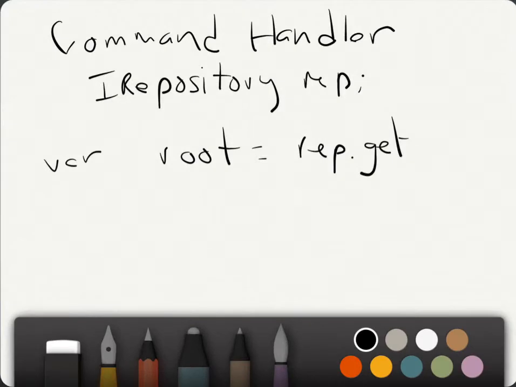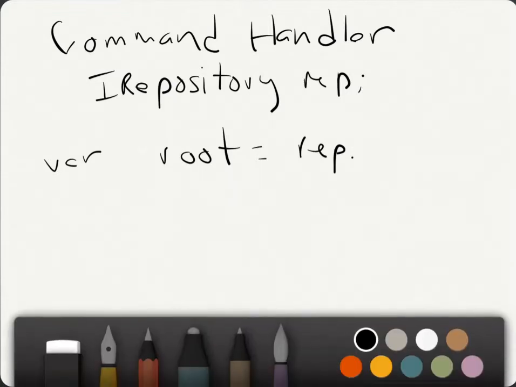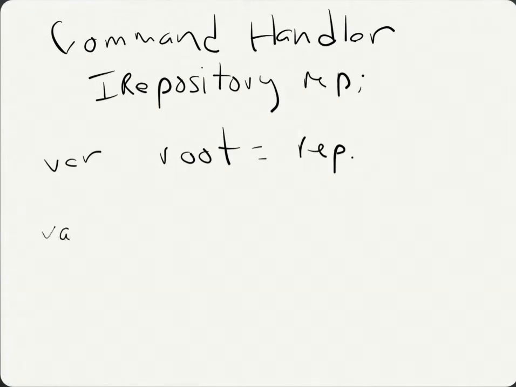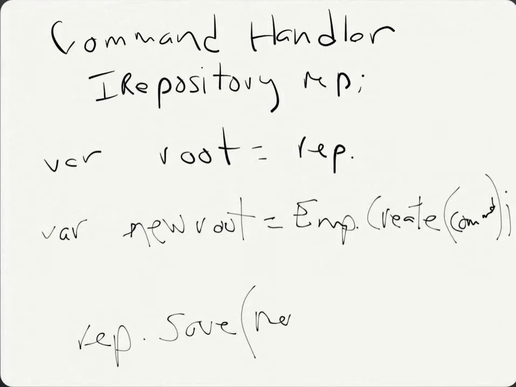Oh, hang on. Well, we're in the create mode, right? I'm getting too far ahead of myself. So we know at some point we're going to go like this. I'm going to use a different tool. We're going to say var new root equals static method here, employee dot create, and given a command. For shortness of this, I'm just going to put the command right in there. So there's your new root, and then you're going to want to save it, right? So you're going to go rep dot save new root.